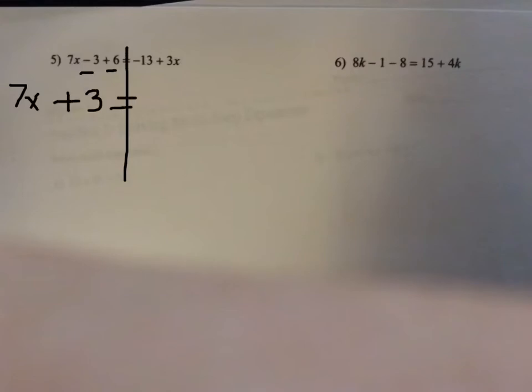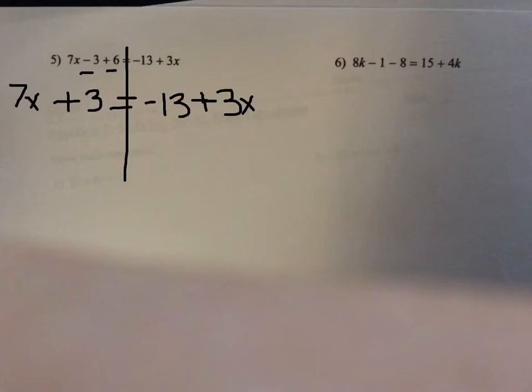When I go to the right side, I've got a number term, negative 13, and then I have an x term, positive 3x. So I'm going to just keep those separate because they're not like terms. But number 2b says move like terms to one side. So what that means is that I have 7x on the left side and 3x on the right side, and they're separated by this equal sign. So in order to get them together, I have to use inverse operations.